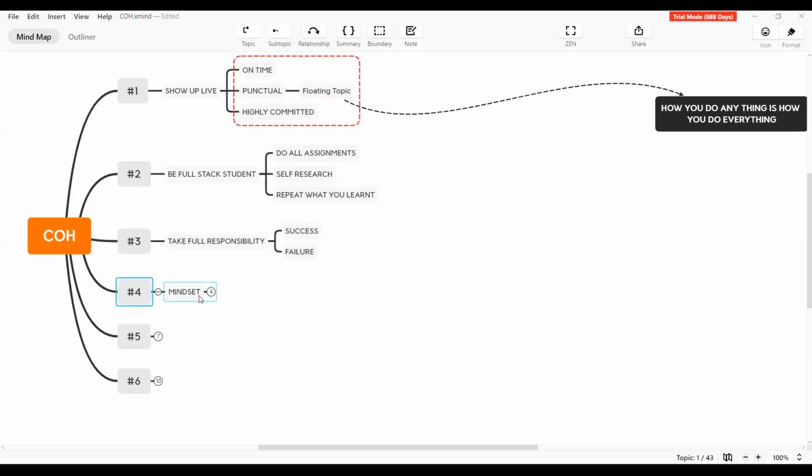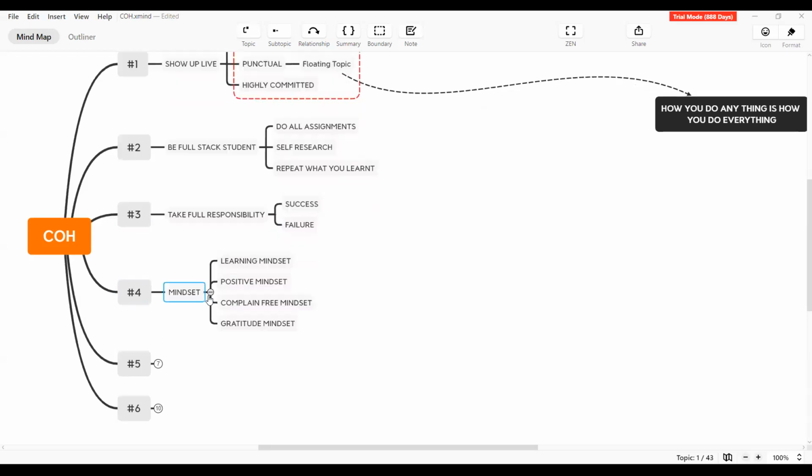And the fourth one: to do all this, you require a very strong, focused learning mindset. To remain consistent in that, you have to have a positive mindset. When you follow that, gradually you will find that you take challenges as new learning, and thereby you drop your complaining mind and go towards a complaint free mindset. And the more you learn, the more insight you will develop.